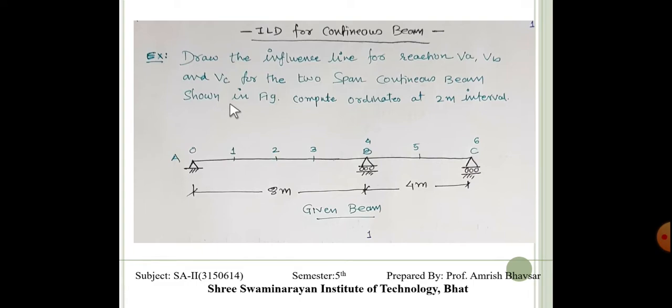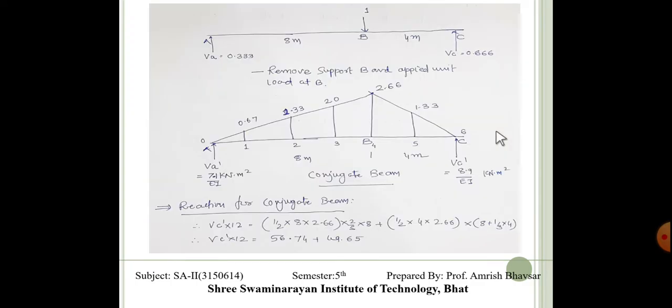Compute ordinates at 2-meter intervals. So here we have the total span AB and BC, with the length of AB 8 meters and BC 4 meters, and every 2 meters we have to draw the influence line ordinates. Now how it is calculated: this is our simply supported beam, and first of all we have to find the reactions for a unit load at B.